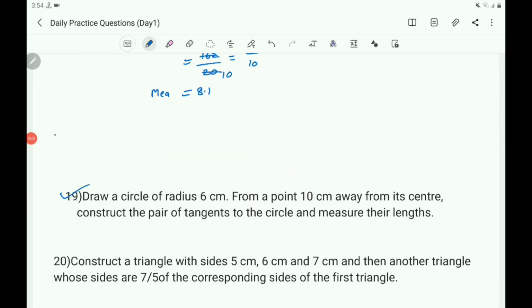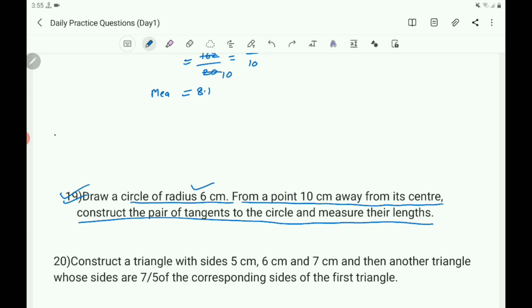Now the 19th question. Draw a circle of radius 6 cm from a point 10 cm away from its center. Construct the pair of tangents to the circle and measure their lengths. It is a construction. This construction is also done in the construction chapter. Here we have to draw the tangents from the external point. And you draw the circle of radius 6 cm. And before that, you draw a line of 10 cm length.